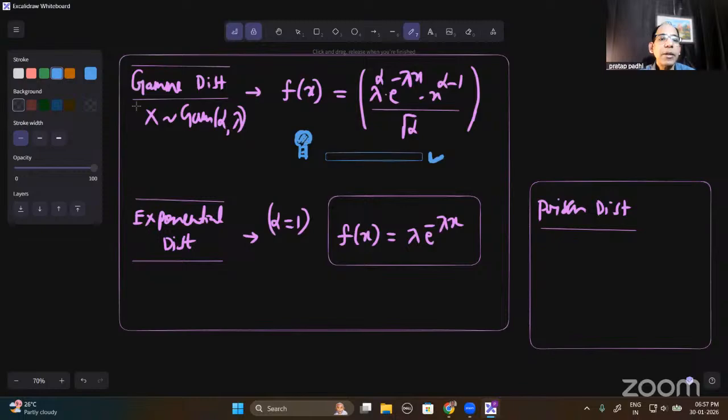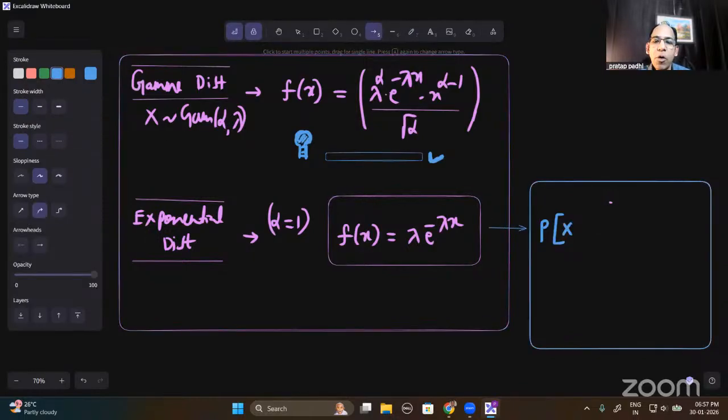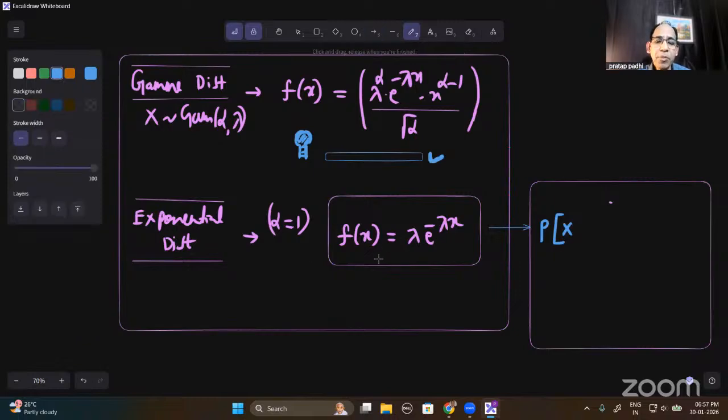Mathematically, if I write this way, I'm connecting with this. The probability that the lifetime X, suppose X follows exponential lambda, X is greater than s plus t given X is greater than t. This is called the memoryless property.